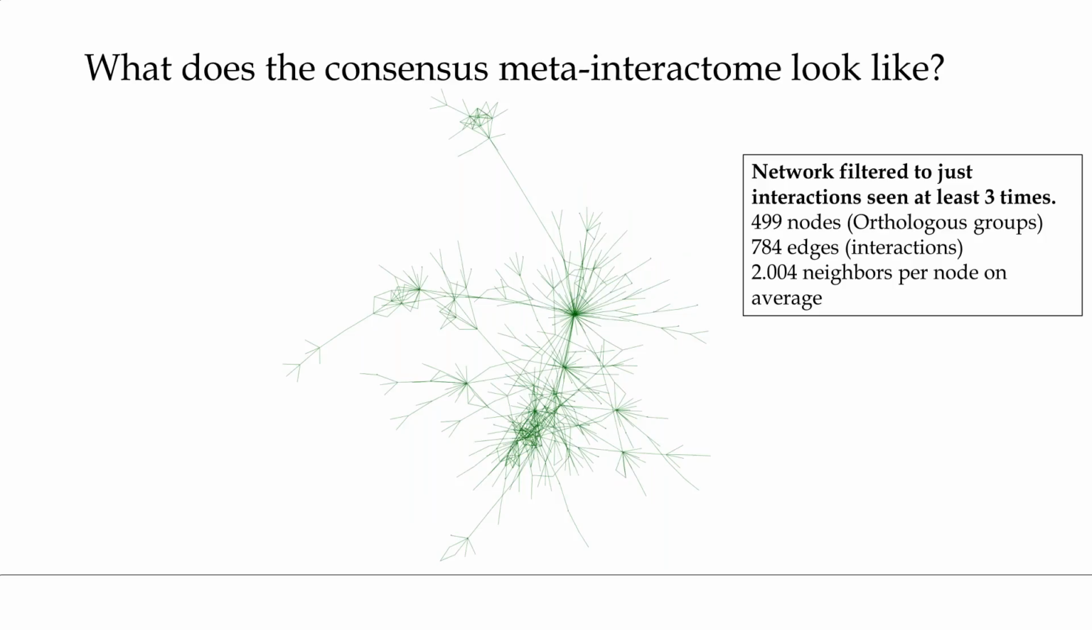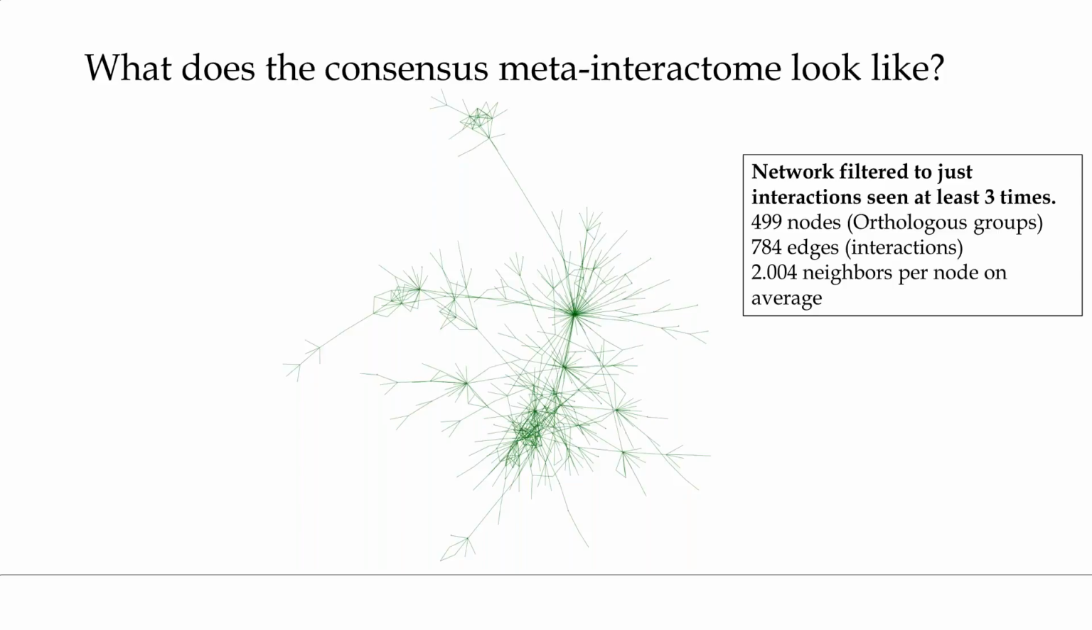So in this case, I decided to trim it back just to interactions that we have actually seen at least 3 times. And as we saw a couple slides ago, that's quite a bit of a minority of the network. So in this case, it brings us back to just around 500 orthologous groups and 784 edges between them. So once again, because we've compressed this on the basis of orthology, a number of the interactions that we may not have seen duplicated in another context are compressed into individual interactions here. So at this point, we have about two neighbors per node on average, and a much more simple network to work with.